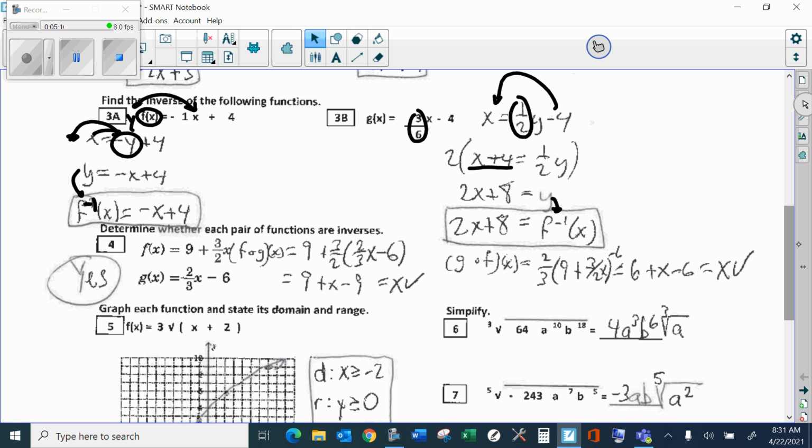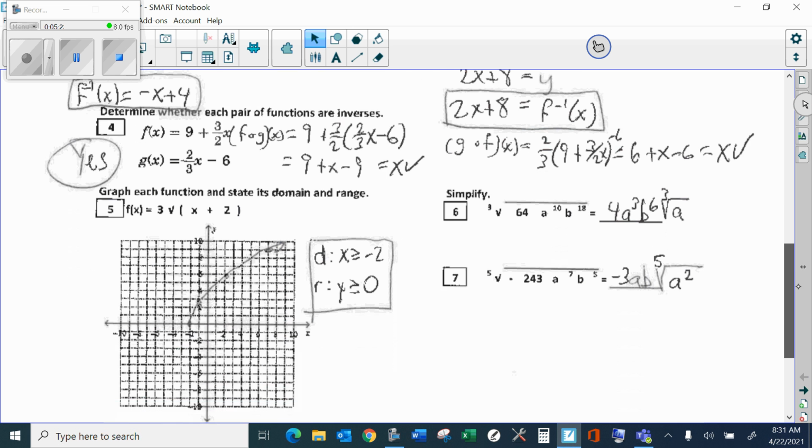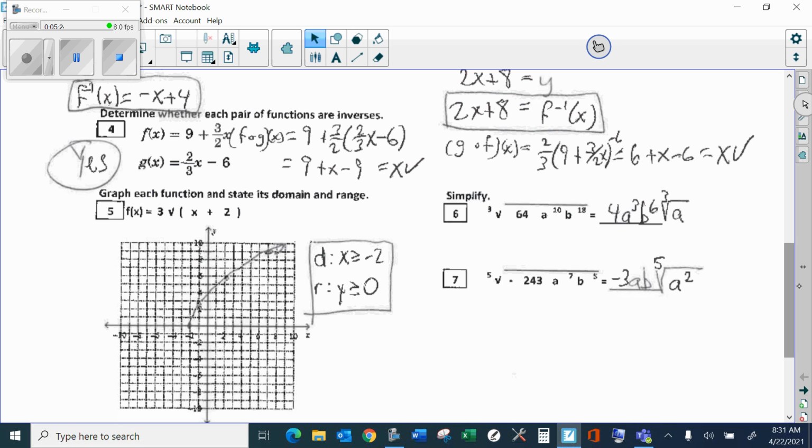And there's my answer. Number 4, I need to determine whether each pair of functions are inverses. Okay, so in order to determine that, I have to do the f of g of x.